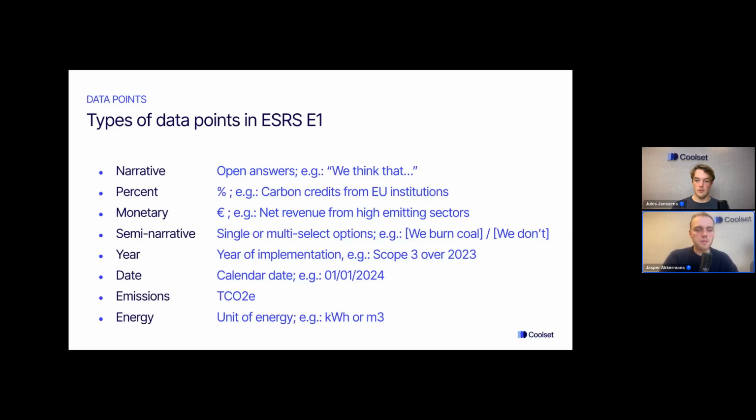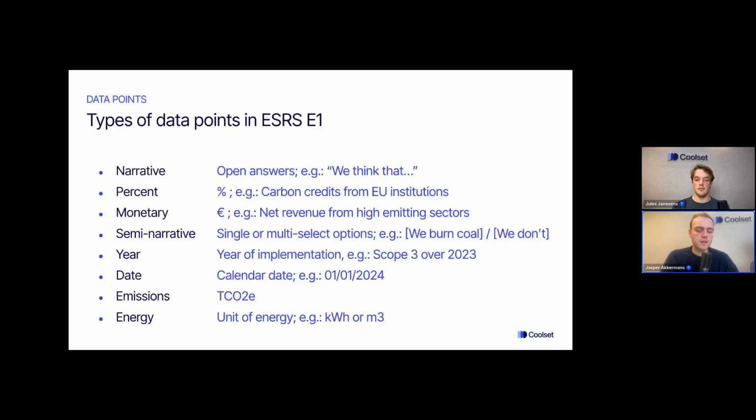So this is really the most occurring data point within ESRS E1. You also have the percentage data point, where the percentage speaks for itself. An example here could be carbon credits from EU institutions. So what's the percentage of carbon credits from EU institutions versus carbon credits from non-EU institutions? Then you have the monetary data points, which are usually in euros. And here an example could be net revenue from high-emitting sectors.